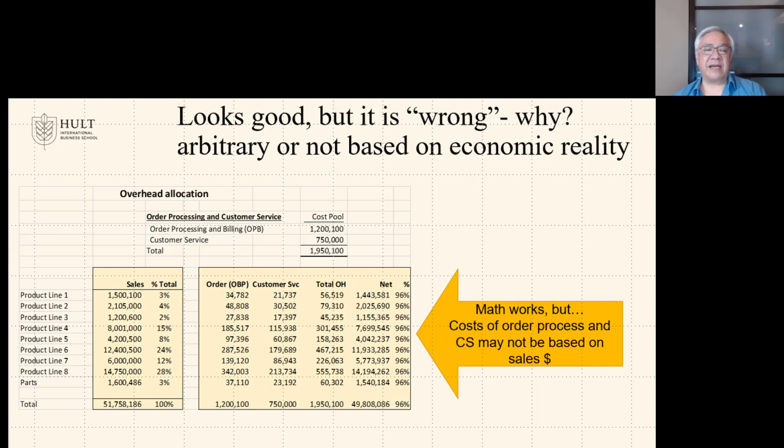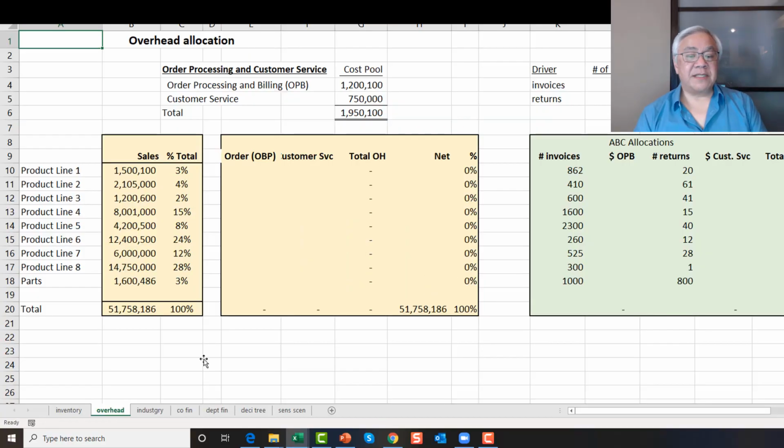So the first is, let's look at the wrong way, then let's look at the right way. And we'll do this in Excel. What we see here on the left side is an example of a company with 8 products and also some parts sales. And they have dollar sales here, $51 million, and the percent, simple math there, just showing each product and their respective percentages. Then on the top here, we have the total cost of 2 departments, order processing and customer service. And it's 1.2 million and 750. We say, well, that's 1.95. Let's just divide it based on sales.